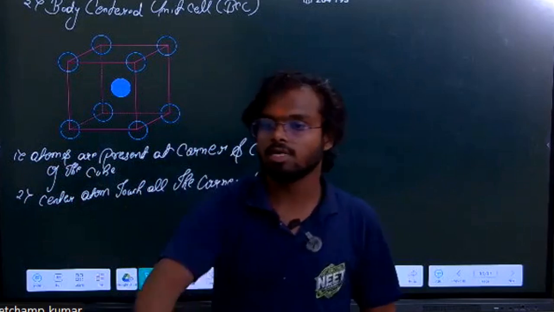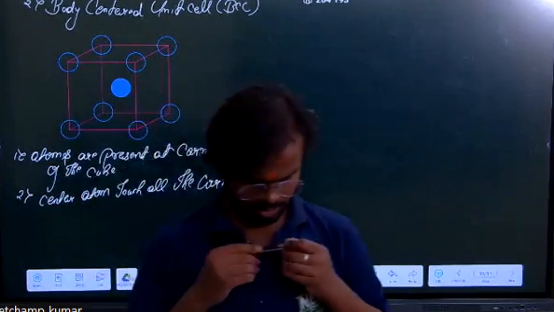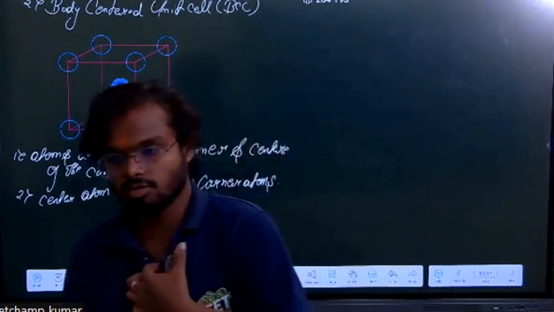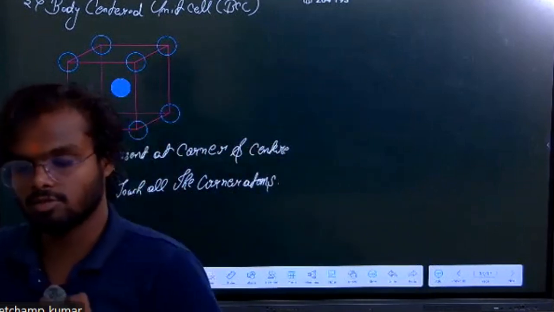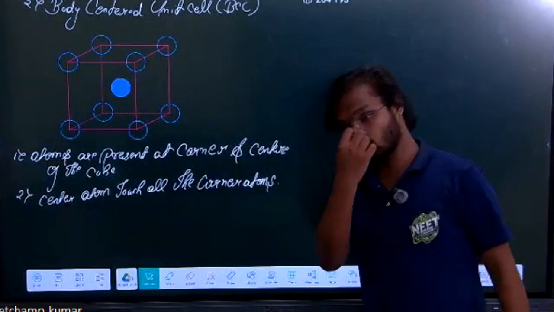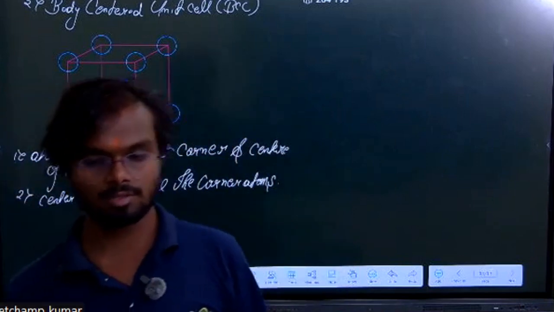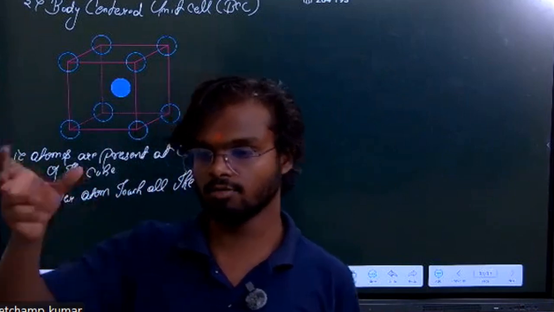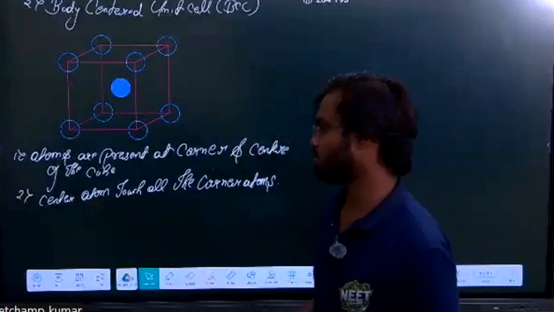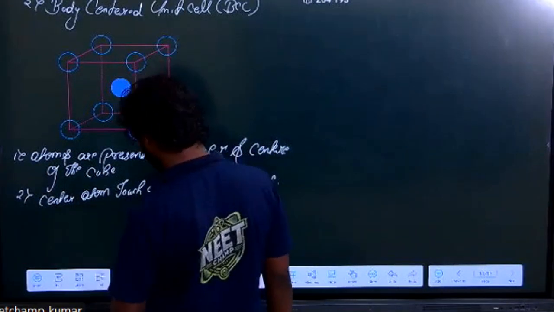You can go on the internet and search the 3D structure of BCC. After the class, just go and search it. I don't have a model right now, otherwise I would show you. Just search the BCC structure and you will understand what I am trying to say. So this is about the second point.